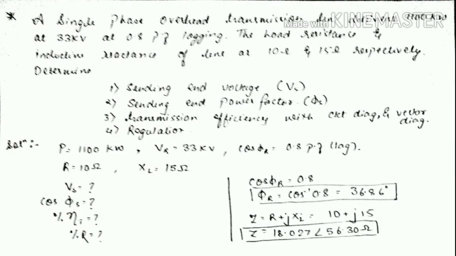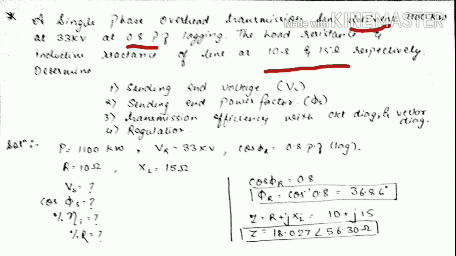Today we will solve the numerical based on short transmission line. So here is one numerical. In the question it is given as a single phase overhead transmission line delivers 1100 kilowatt at 33 kV at 0.8 power factor lagging. The load resistance and inductive reactance of line are 10 ohm and 15 ohm respectively.